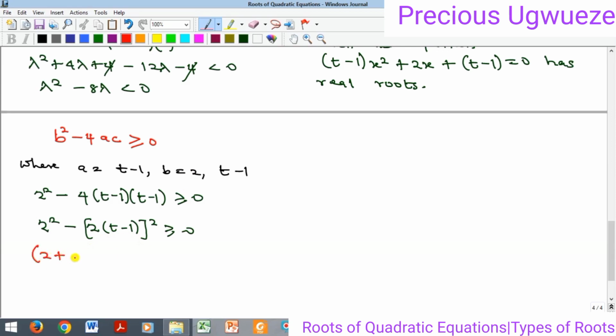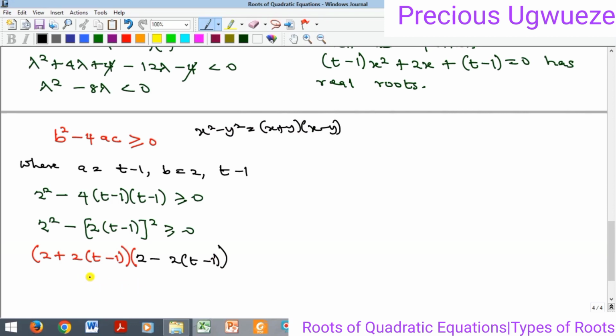That's 2 plus 2 into bracket t minus 1, and then into another bracket, and in the second bracket I'm now going to have 2 minus 2 into bracket t minus 1. Of course, remember that the principle of difference of 2 squares says that x squared minus y squared is equal to x plus y into x minus y. Okay, that's what I applied here.